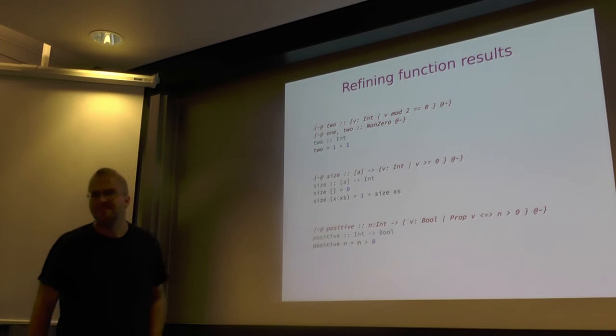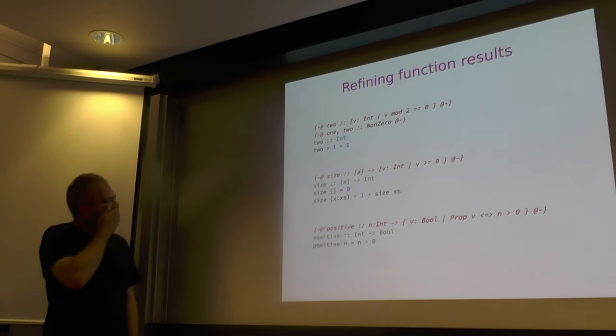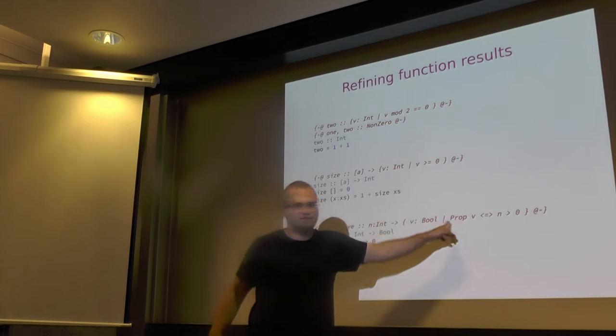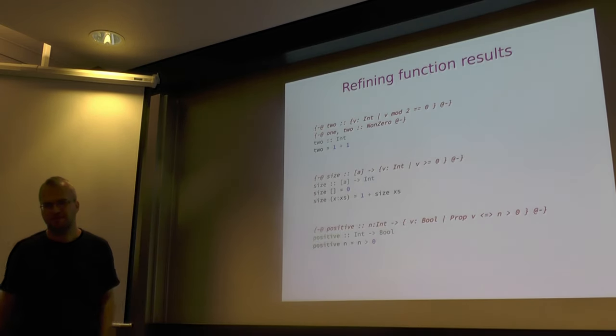Short question. Why couldn't we just write V double equals n greater than zero, like in the first example? Yeah, I tried it, didn't work. Good question. In this case, you have to use this funny syntax. This was pretty much the only instance of funny syntax I found.